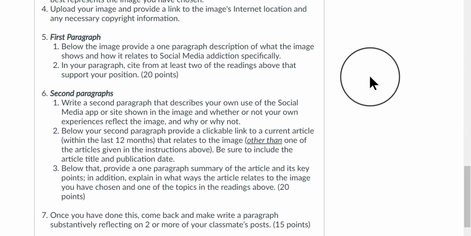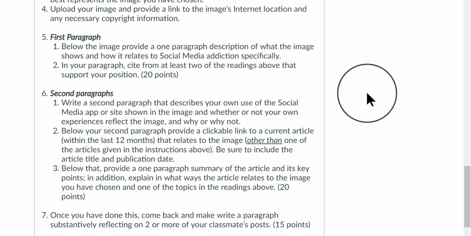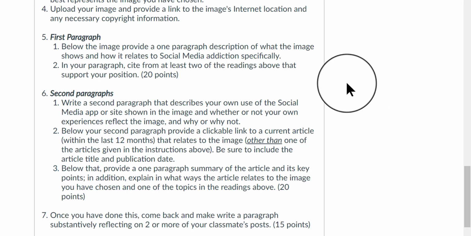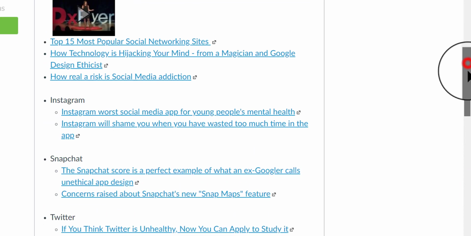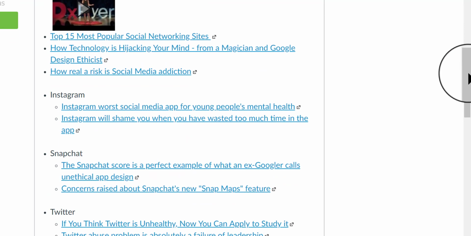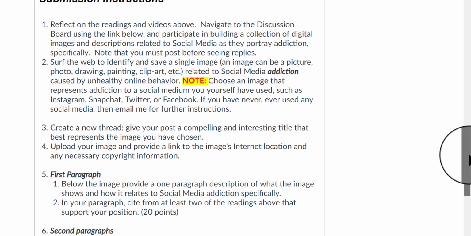Then you're going to write a couple of paragraphs. In the first paragraph, below the image, write a one-paragraph description of what the image shows and how it relates to social media addiction specifically. Also, be sure to cite from at least two of the readings above, two of these links above that you read about. And you're doing this in a discussion. Remember, a discussion post, not a paper. So do this in the discussion post.